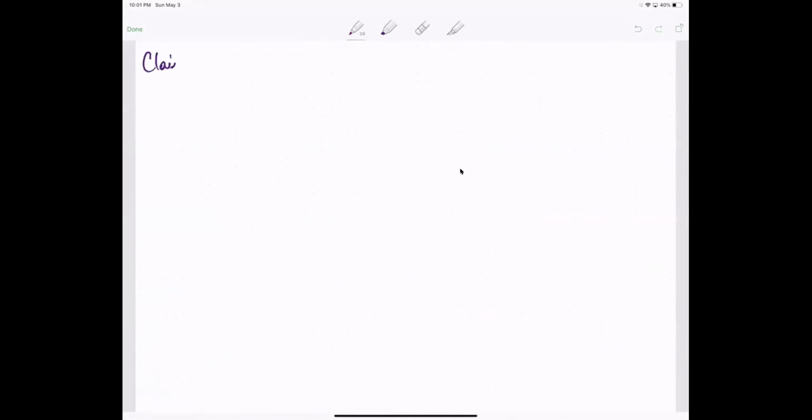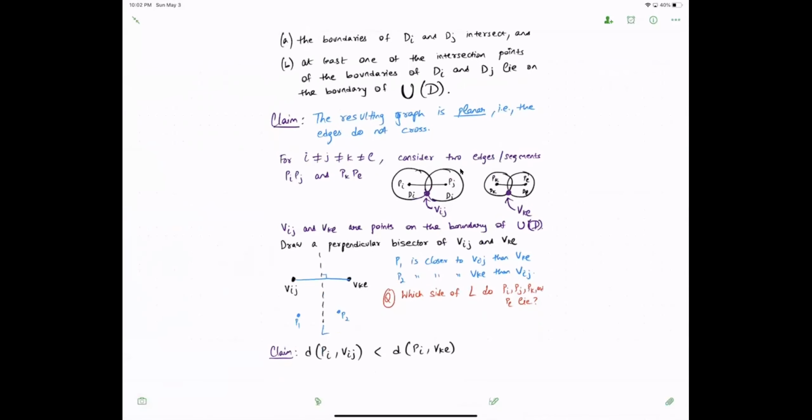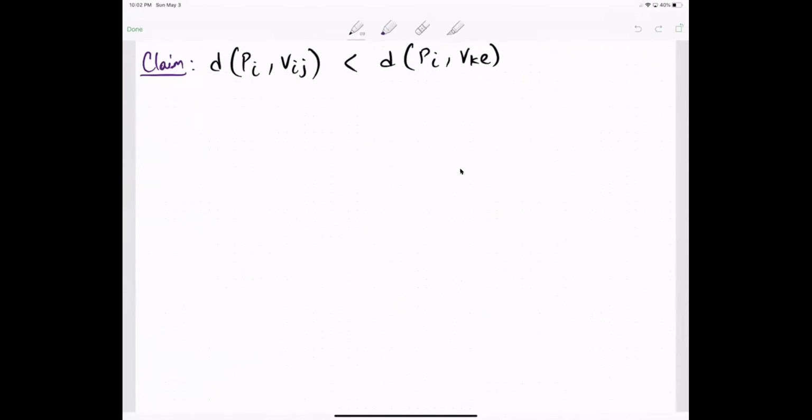Let's make one more claim. The claim is, so this notation means the distance between point Pi and point Vij. So that's the notation of this claim as well. So we are saying Pi will be closer to Vij than it is to Vkl. So that's the claim. Why?